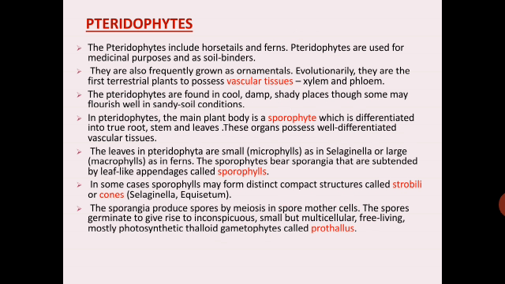Coming to the next, pteridophytes. The pteridophytes include horsetails and ferns. Pteridophytes are used for medicinal purposes and as soil binders. Pteris means fern, phyton means plant. Pteridophytes are known from as far back as 380 million years. Approximately 10,500 species of pteridophytes are known.